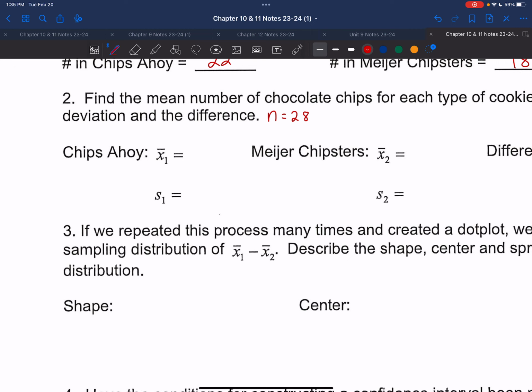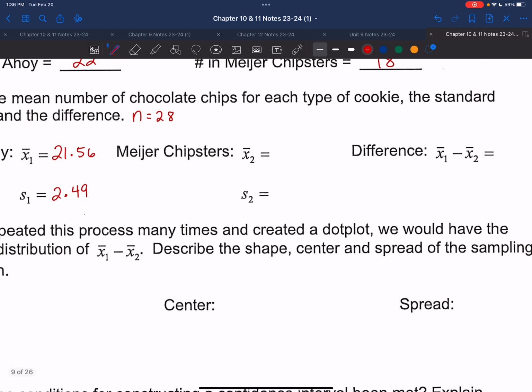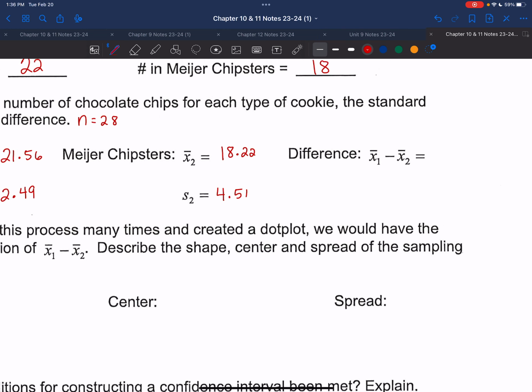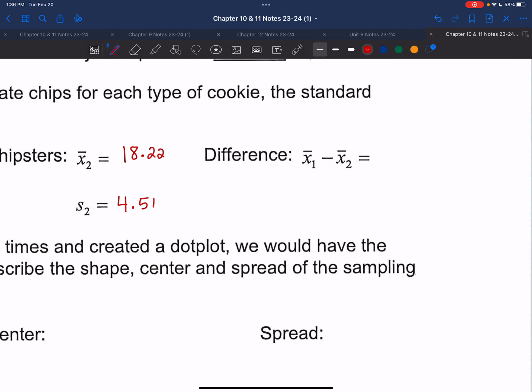In the Chips Ahoy, they had an average of 21.56 chocolate chips per cookie and a standard deviation of 2.49. For Major Chipsters, let's say you averaged 18.22 with a standard deviation of 4.51. Now, the difference, because we're trying to look at the difference in chocolate chips in each one, right? So if I did x bar 1 minus x bar 2, I'm going to get a difference of 3.34.